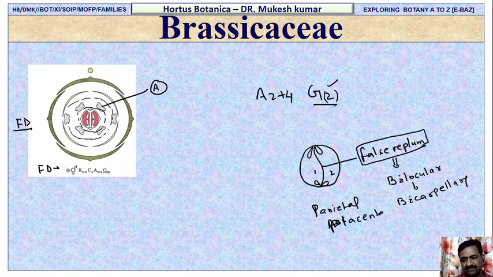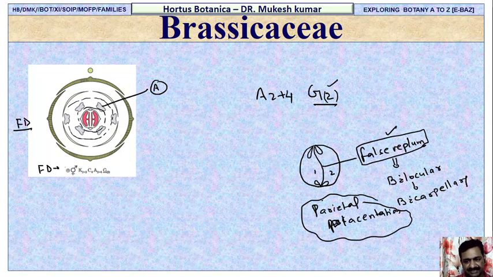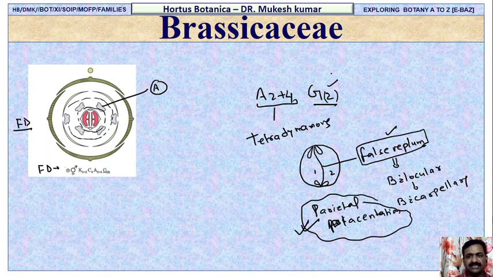Placentation. So here you find, my child, the placentation is parietal placentation. So the question will come: where is the false replum there? Brassicaceae. Where is the parietal placentation there? Only Brassicaceae, out of the four families we have to study. Then I told you about this one. This is called tetradynamous condition. So the question will come. Tetradynamous. This is also a unique character in the Brassicaceae.